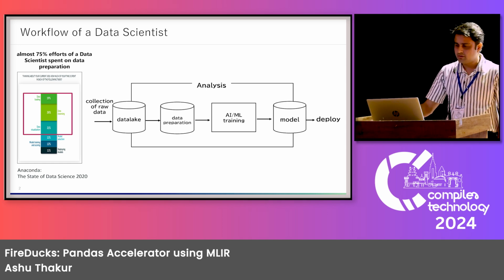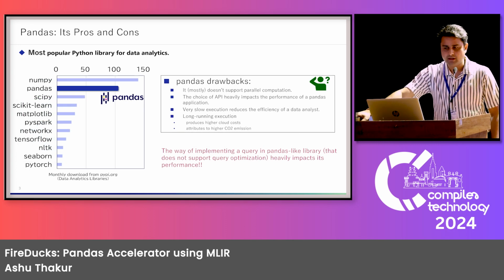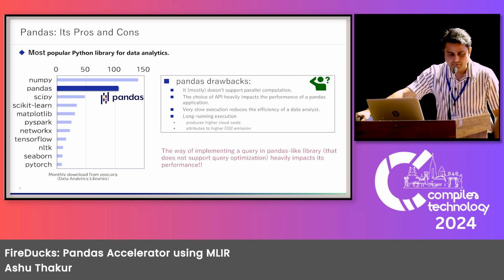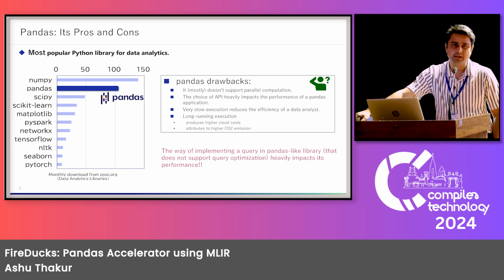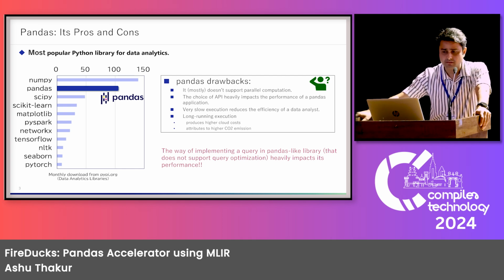When we talk about data preparation, Pandas is the most important tool, the most popular Python library for data analytics. It has more than 150 million downloads every month. Since Pandas is so popular, and has been around for the last 15 years, a lot of data scientist communities are working on it. But yes, it brings a lot of drawbacks.